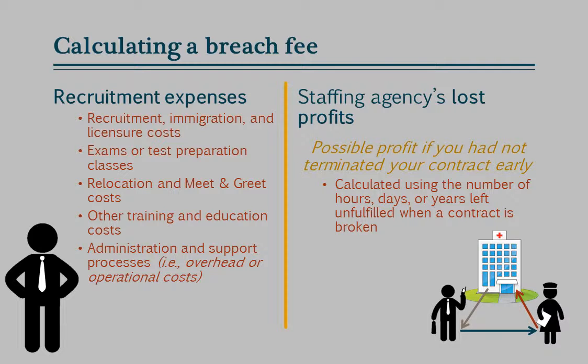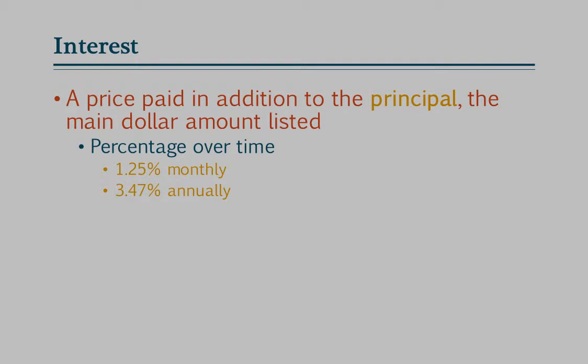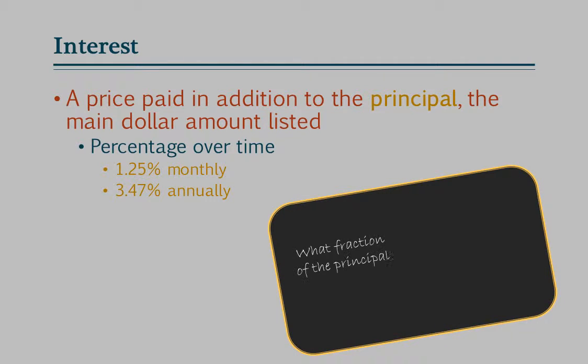Whether a breach fee is calculated to cover lost profits or recruitment expenses, recruiters can also charge interest. Interest is a price paid in addition to the principal, the main dollar amount listed. Interest is usually expressed as a percentage over a period of time, such as 1.25% monthly or 3.47% annually. This tells us what fraction of the principal will be added and how often a new amount of interest is added to the principal fee.